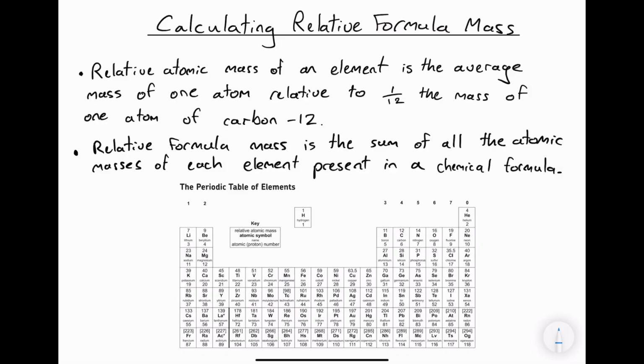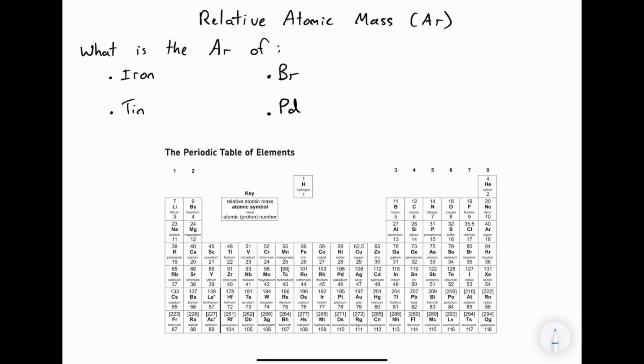In this video, we're going to look at calculating relative formula mass. The relative atomic mass of an element is the average mass of one atom relative to 1/12 the mass of one atom of carbon-12. The relative formula mass is the sum of all the atomic masses of each element present in a chemical formula. The relative atomic mass of an element is a way of saying how heavy its atoms are. The symbol for relative atomic mass is capital A little r, Ar.